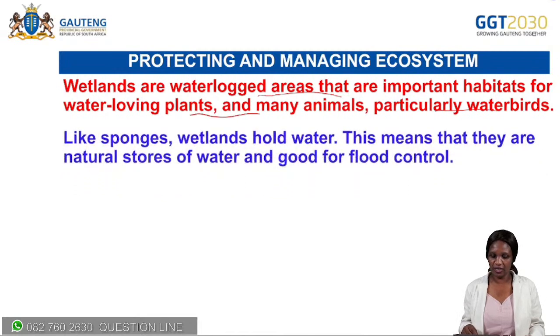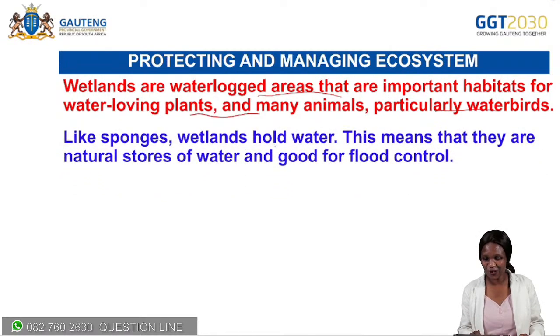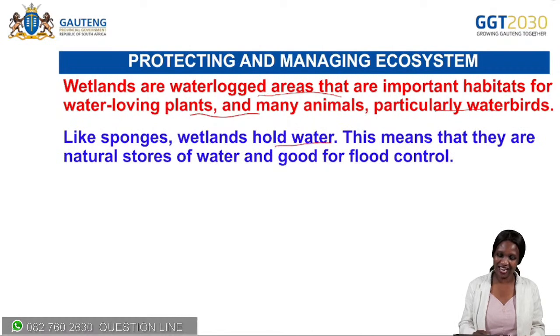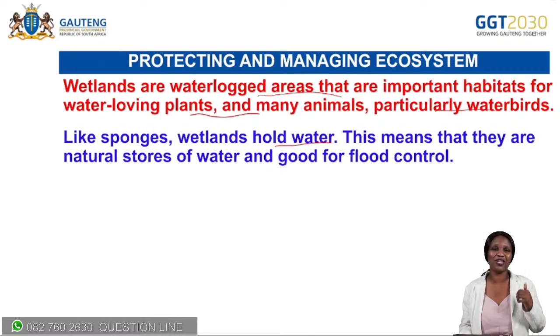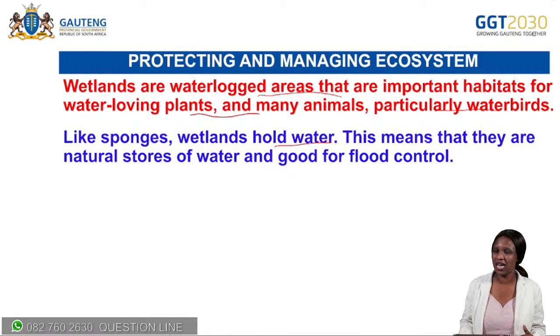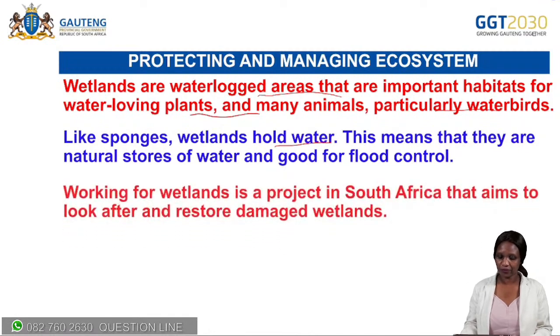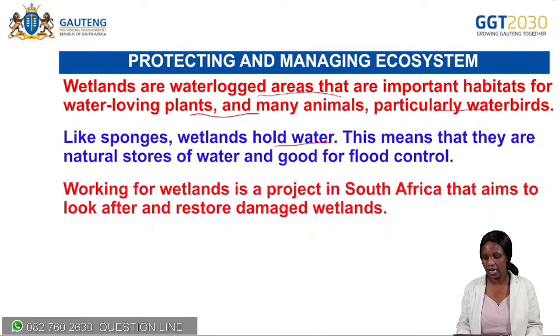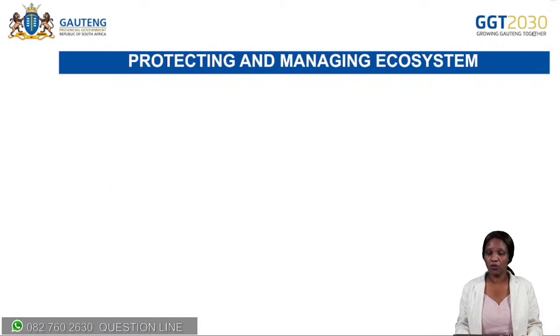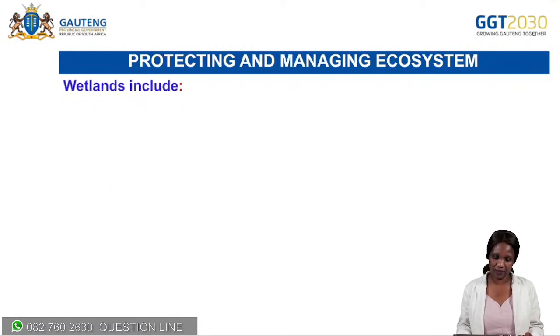Let's move on. Like sponges, wetlands hold water. This means they are natural stores of water and good for flood control. They control the floods because they are wetlands. They act like sponges. They will hold the water. Okay. And then Working for Wetlands is a project in our country that aims to look after and restore damaged wetlands. We restore damaged wetlands.